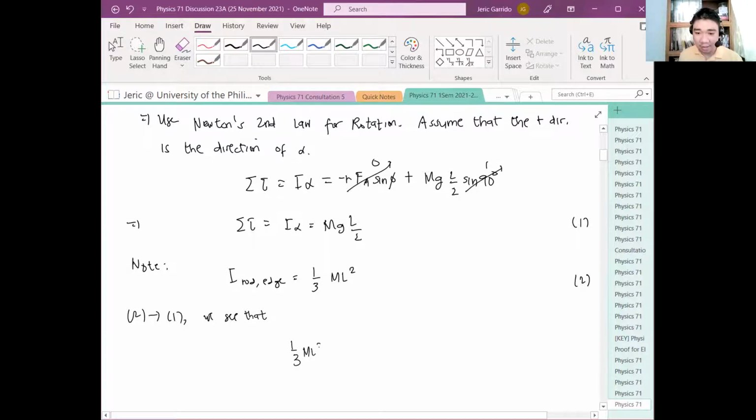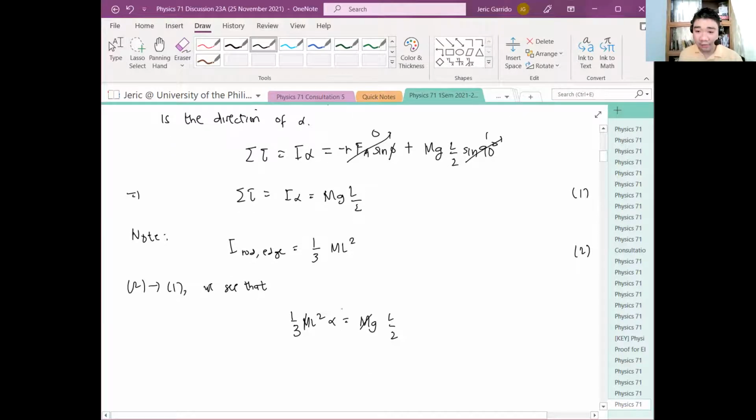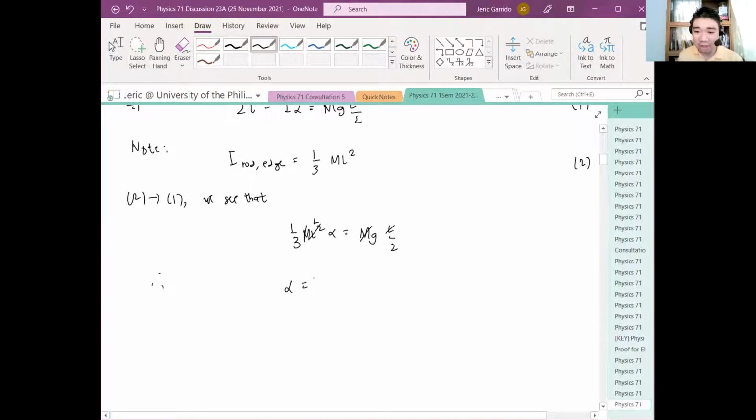1/3 ml² alpha is simply mgl/2. Tama? So the m's here will cancel, therefore it is independent of the mass of the rod, and the L will cancel, may matitira kang isang L dyan, and hence alpha is simply 3g/2L. That is the angular acceleration of the center of mass when it falls down. That's the initial angular acceleration. Okay, nakuha? Yes, sir.